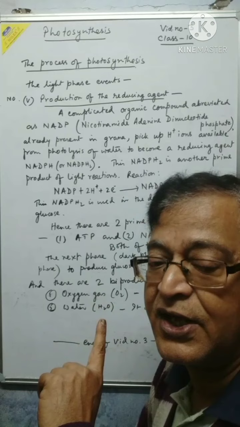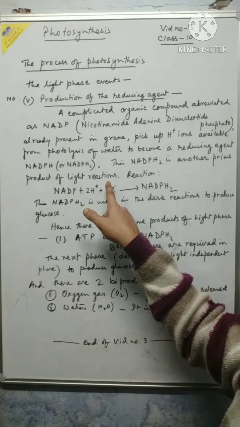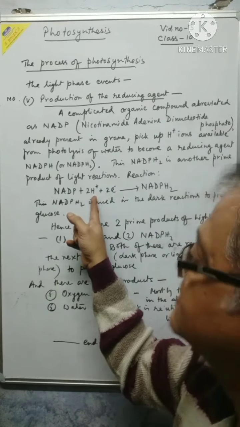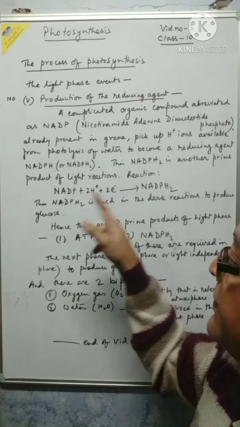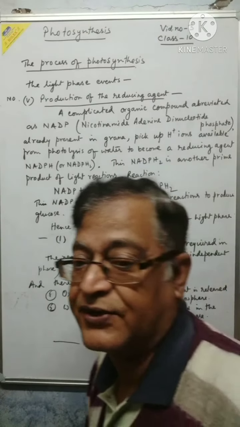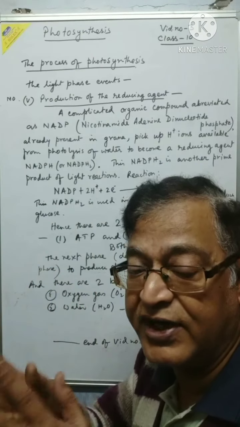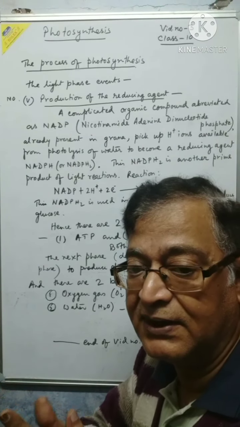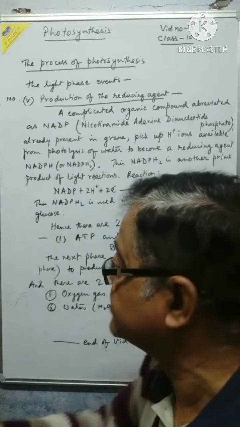One of the end products of the light phase is another prime product of light reactions. The reaction is NADP plus H plus ions and electrons, and they become NADPH2. This NADPH2 is used in the dark reactions to produce glucose. So this is a very important product for which the dark reactions are waiting to continue their procedure. When NADPH2 is available, then the reduction process will start where carbon dioxide will be reduced to form glucose.